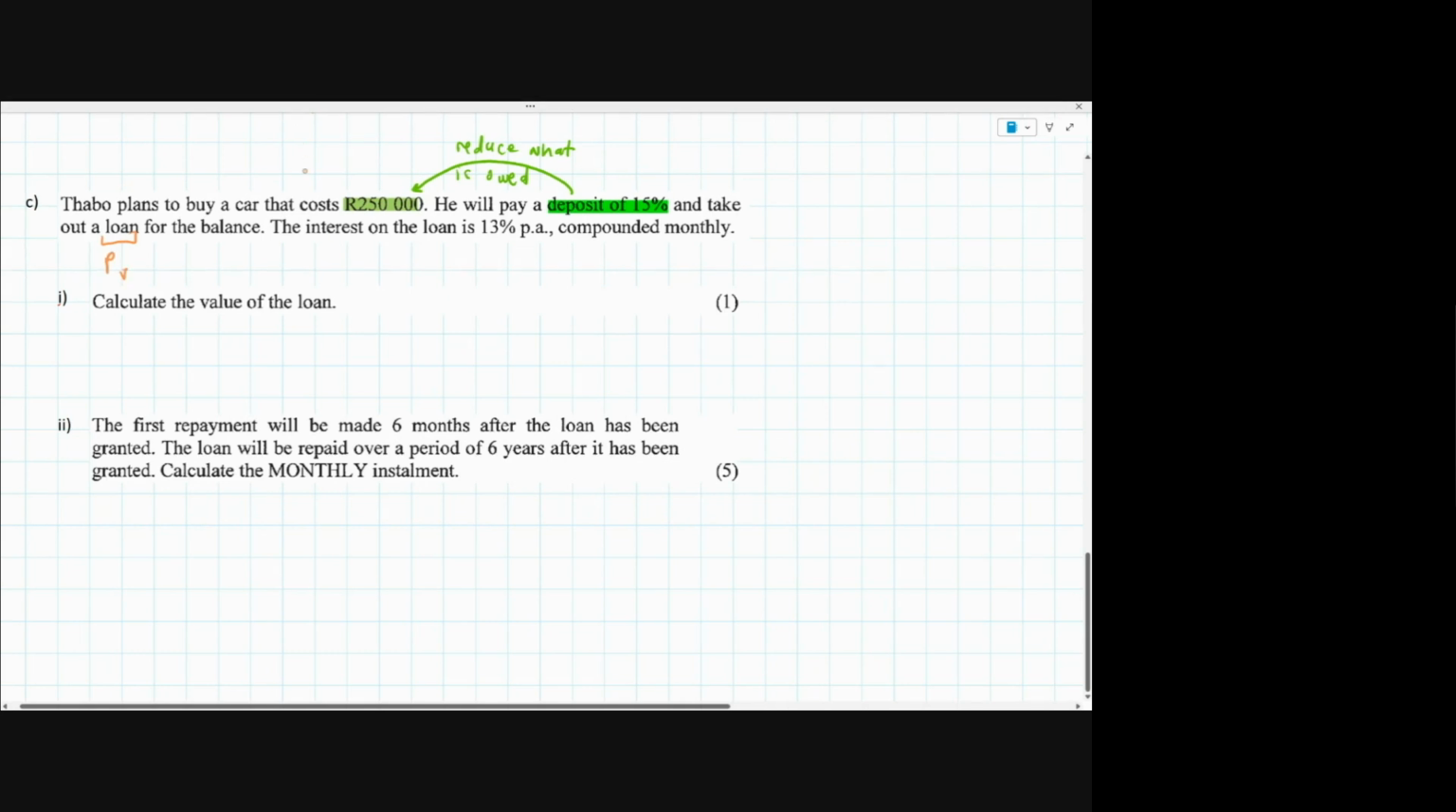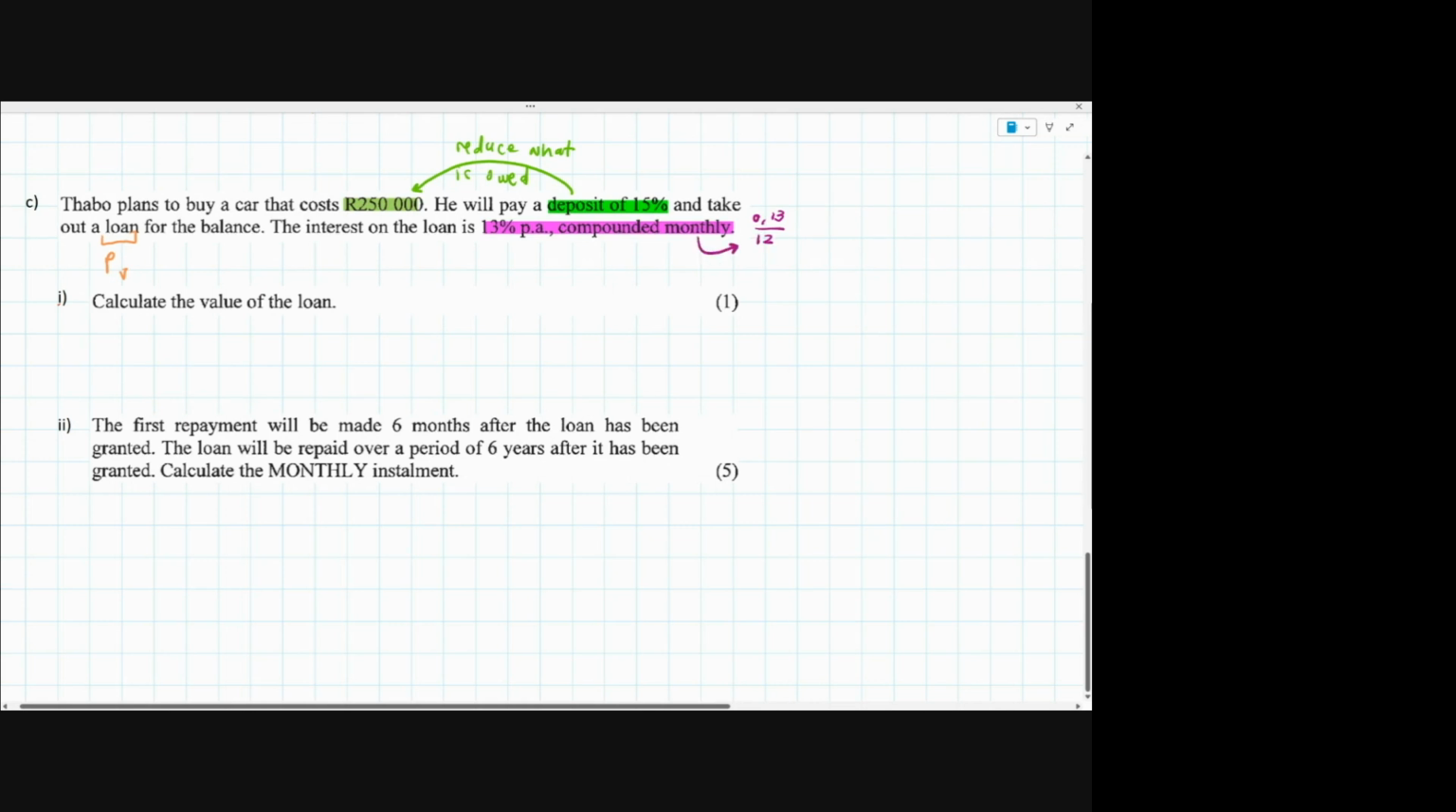The interest on the loan is 13% per annum, compounded monthly. Again, take note of your compounding period, very, very important. 13% per annum compounded monthly. We would have to take that 13% and divide it by 12. Again, I prefer to work with decimals, but it honestly makes no difference. You do you. So 0.13 over 12. That is what that interest amount is telling us.